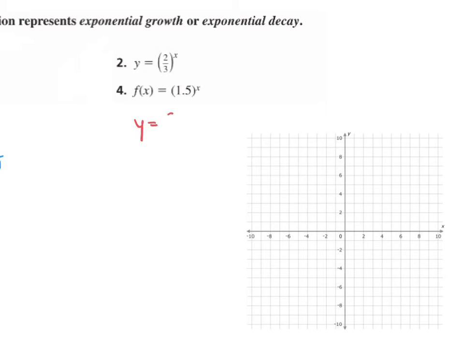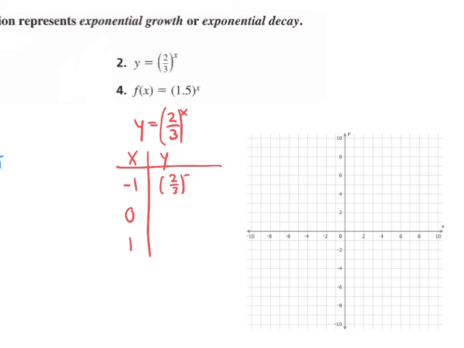So y is equal to (2/3) to the power of x. What are we going to plug in for x? -1, 0, and 1. So 2/3 to the power of -1 would give us what? 3/2. Awesome. We just flip it. So we go to the left to -1 and up 3/2, which is 1.5.